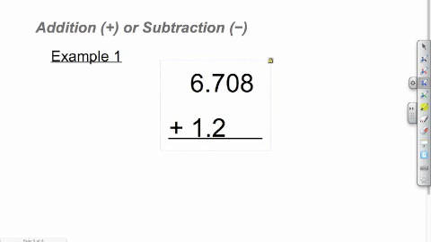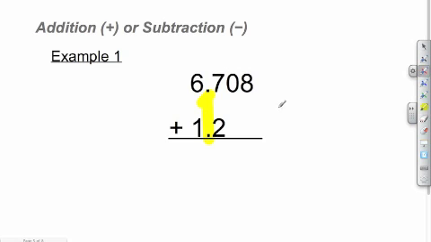Alright, what about addition and subtraction? Well, there's a different rule for those types of calculations. Here I'm given the task of adding 6.708 to 1.2. Now when you're adding and subtracting, one of the things I like to do is to write it out exactly the way you see here. And what I'm looking for is I want to line up these decimal points. Because the rule on adding and subtracting and what your answer should be is based upon how many places after the decimal point each value has.